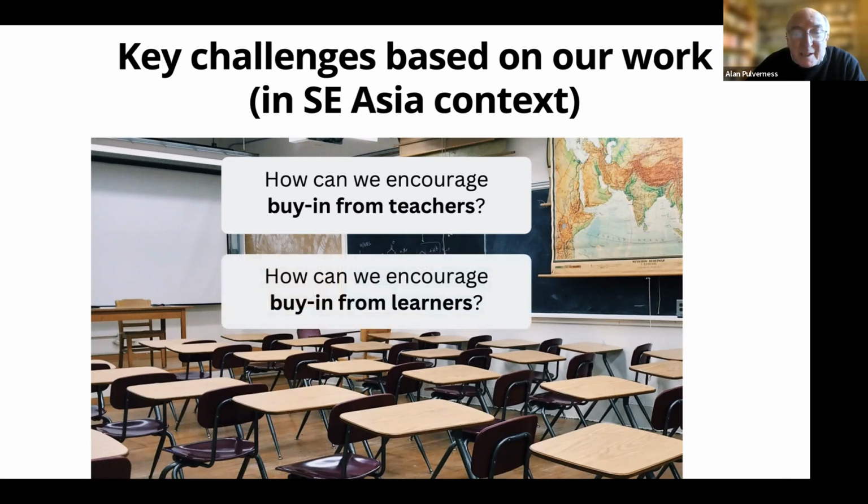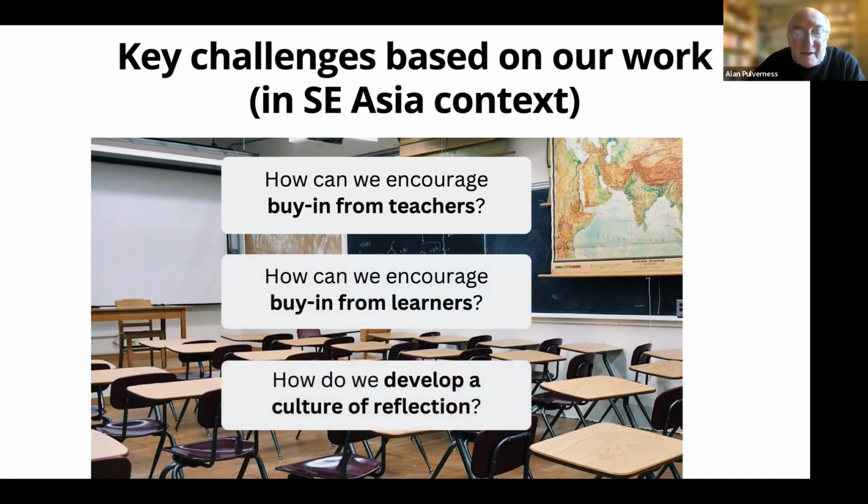Equally, how can we encourage the same involvement and support and commitment from learners? And finally, how can we develop a culture of reflection amongst teachers, but equally amongst learners?